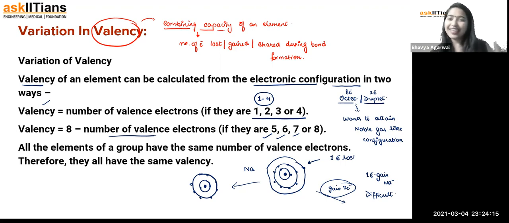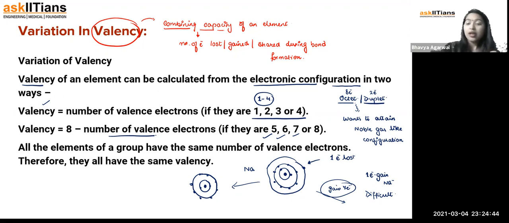The same thing happens here. If it has to gain 1 or 2 electrons, it's all right. But when it has to gain 7 electrons, that's a big task. So this is simply unacceptable to that atom. It simply thinks of losing 1 electron and having a complete octet. This is the way things work.